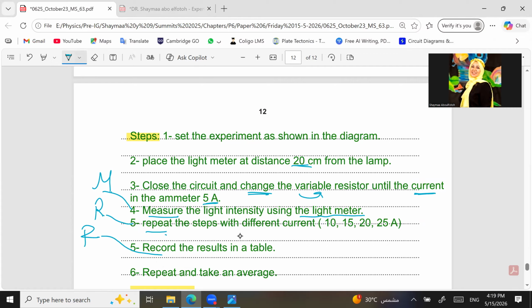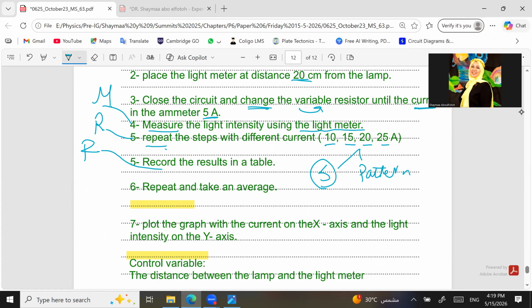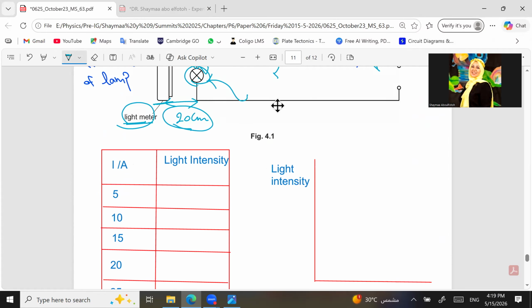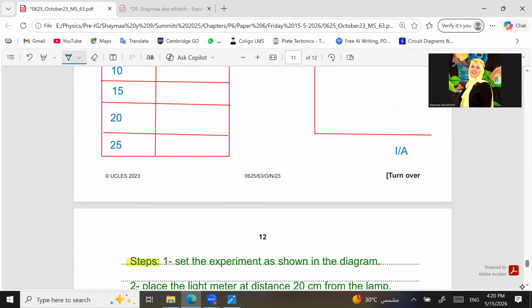Repeat the steps with different currents, 10, 15, 20, 25. I must have at least 5 values. Number 2, we have a pattern between the values. Record the result in the table, repeat, and take an average. Now, the last question: when I ask you how to reach a conclusion, I said what? Plot the graph and mention the x-axis and the y-axis.